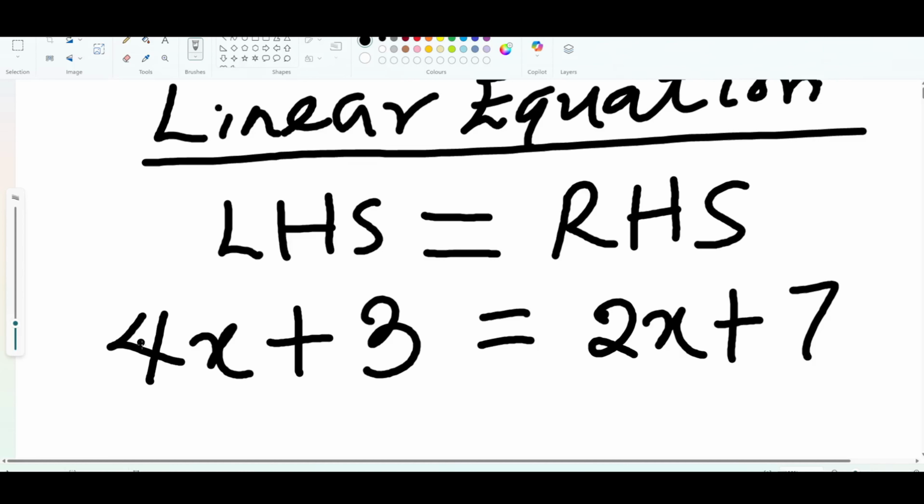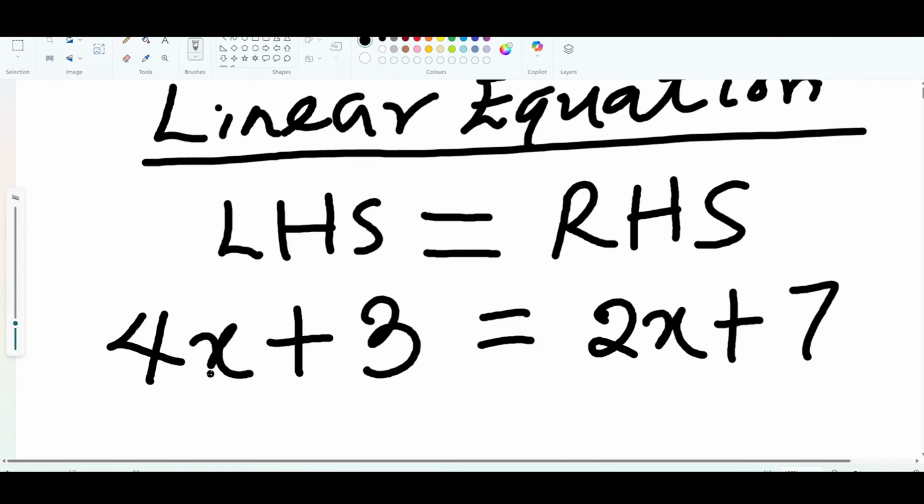Now, like we have discussed before, this is the coefficient of that variable. This is a coefficient. This is a constant. If it does not have x attached to it, it is called a constant. This is also a constant. Now, on the left hand side we can see that we have two terms. On the right hand side we have two terms as well.